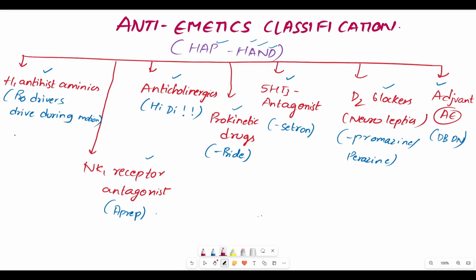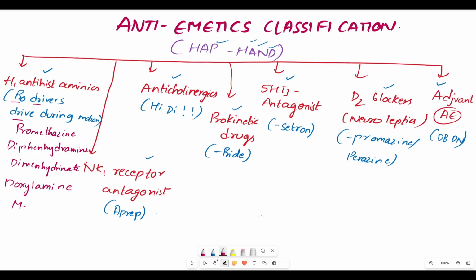So coming back to the first class, which is anti-H1 antihistaminics. Here the trick is pro drivers drive during motion. So the drugs are, P means it is promethazine. D means it is diphenhydramine. D means it is dimenhydrinate. D means it is doxylamine. M means it is meclozine.